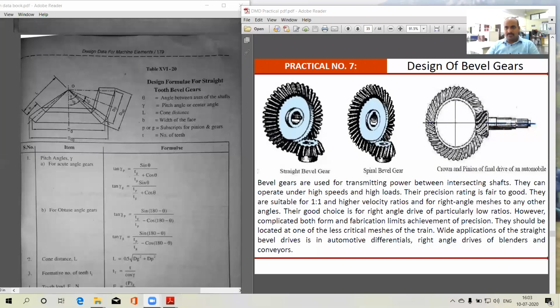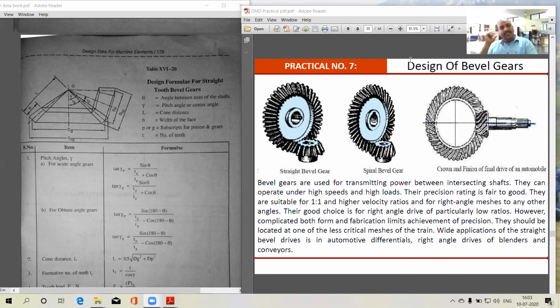Welcome to the practical session for the design of mechanical drive subject. And today we are going to discuss the designing steps for bevel gear drive. So let us start with the bevel gear. Let me share my screen with you. Hope you can see my screen on your gadgets.